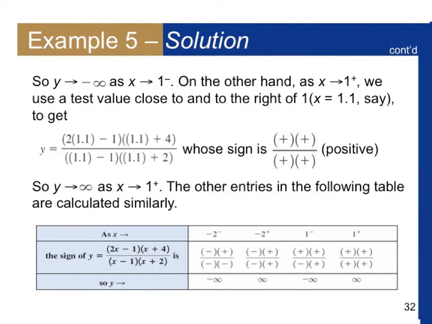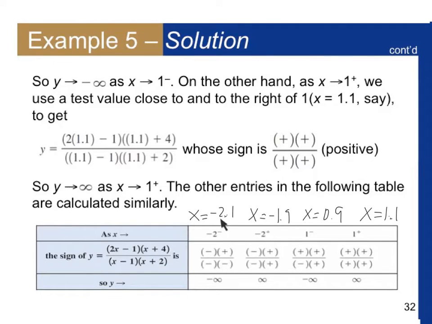So here, let me write down what x's we try. So here we would say like x equals minus 2.1. That would be to the left of minus 2. Here we could use like minus 1.9. That would be to the right of minus 2. Okay. Here we already did these, but we could say x equals 0.9. Okay. And then here we could use like x equals 1.1, and that's the example we already looked at.